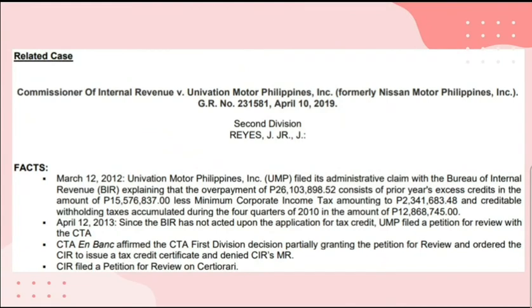The case that we see fit or that relates to our topic, which is the recovery of erroneously paid taxes, is General Register number 231581. This was promulgated last April 10, 2019. This case is between the Commissioner of Internal Revenue and the Univision Motor Philippines, or formerly Nissan Motor Philippines Incorporated. So what happened in this case?